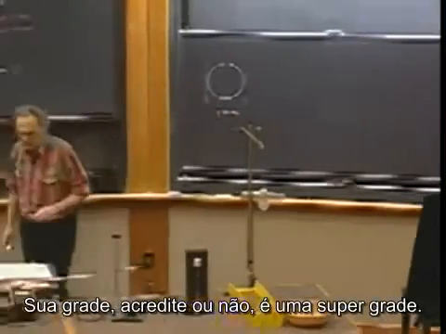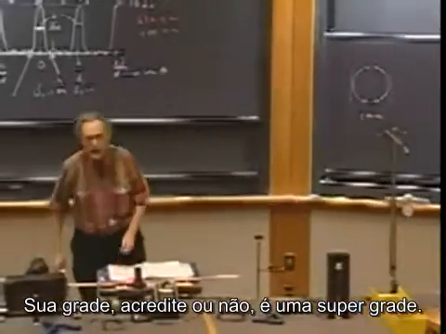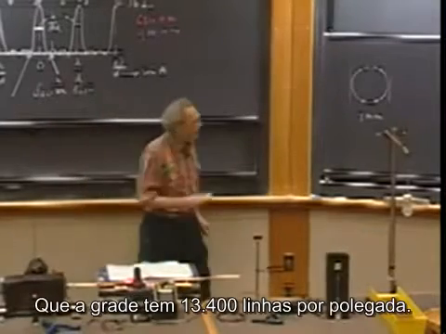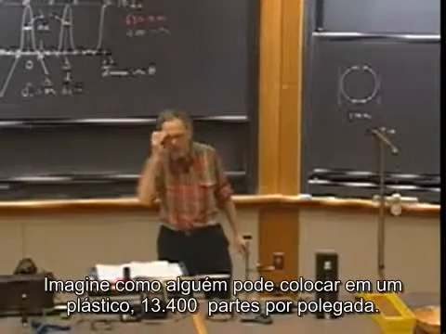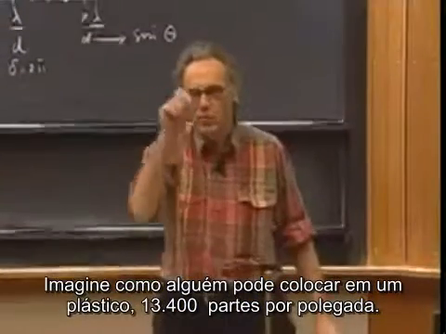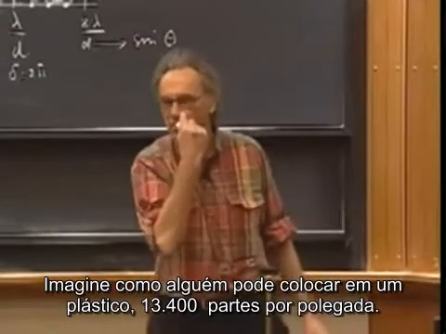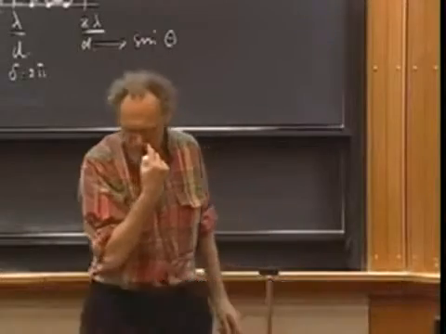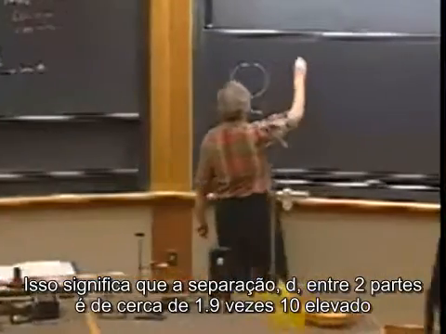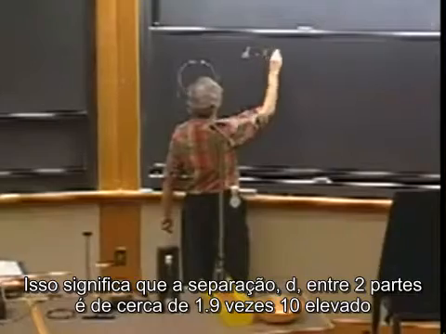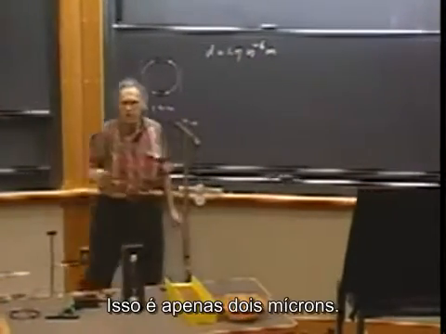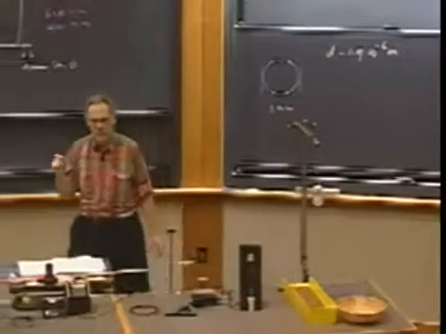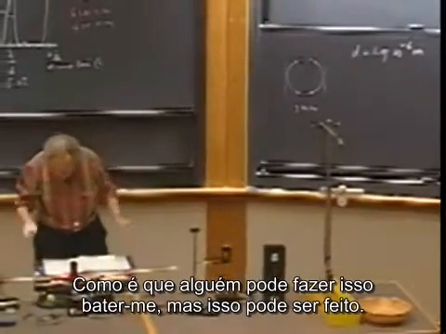Your grading, believe it or not, is a super grading. That grading has 13,400 lines per inch. Imagine how anyone can put grooves in your plastic. 13,400 per inch. That means that the separation D between 2 grooves is about 1.9 times 10 to the minus 6 meters. That is only 2 microns. How anyone can do that beats me, but it can be done.